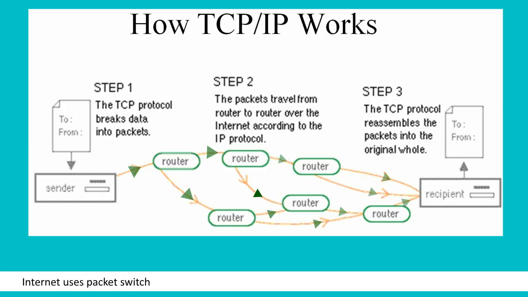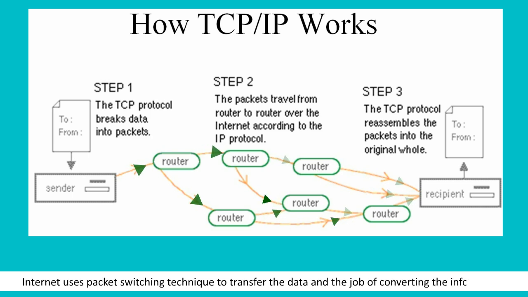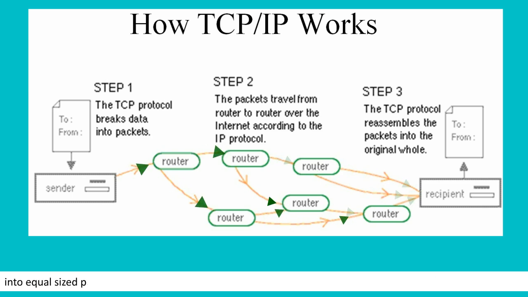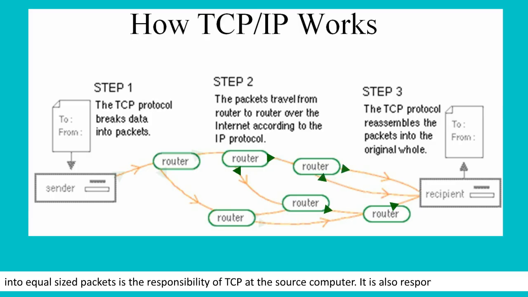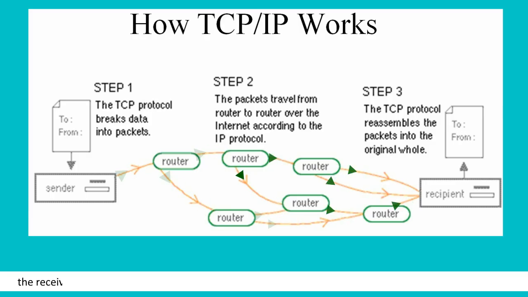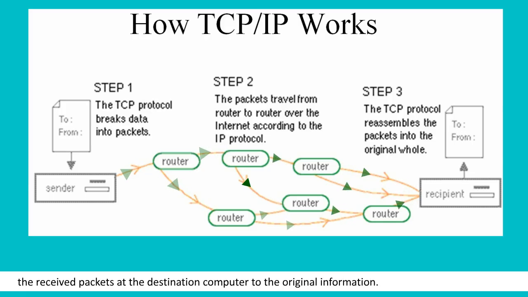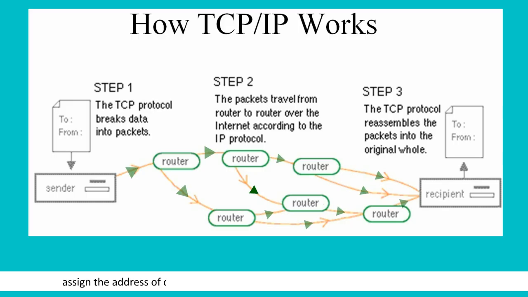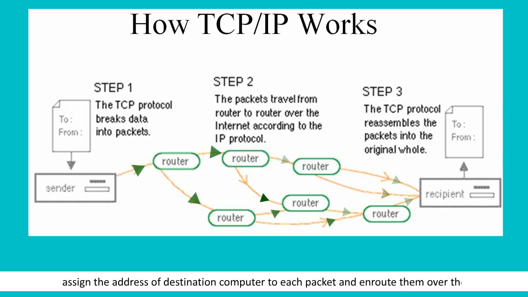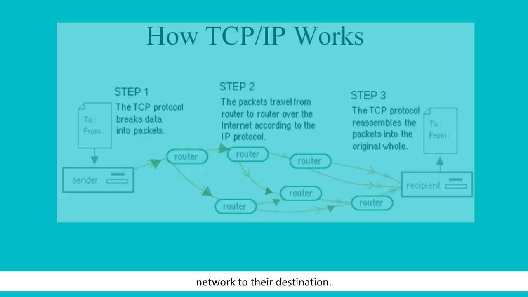TCP, IP. Transmission Control Protocol, Internet Protocol. Internet uses packet switching technique to transfer the data, and the job of converting the information into equal-sized packets is the responsibility of TCP at the source computer. It is also responsible to reassemble the received packets at the destination computer to the original information. The responsibility of IP is to assign the address of destination computer to each packet and route them over the network to their destination.